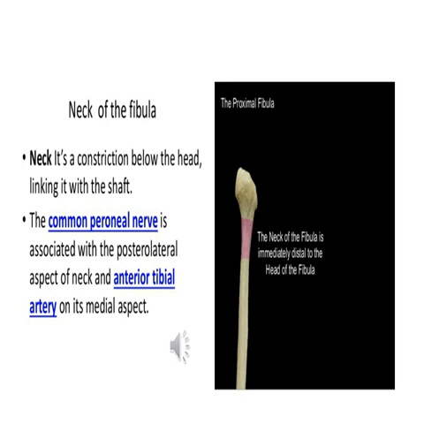In this picture, you can see the neck of the fibula. It is immediately distal to the head of fibula. It is a constriction below the head, linking it with the shaft. The structure related to the neck is the common peroneal nerve. The common peroneal nerve is associated with the posterolateral aspect of the neck and the anterior tibial artery on its medial aspect. So the common peroneal nerve is associated with the neck.